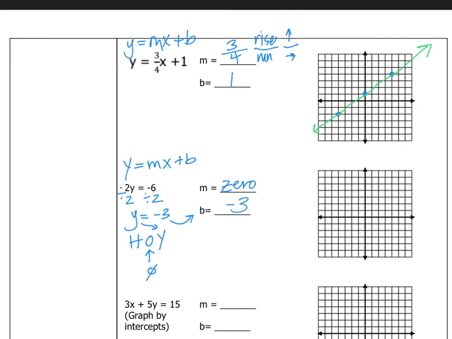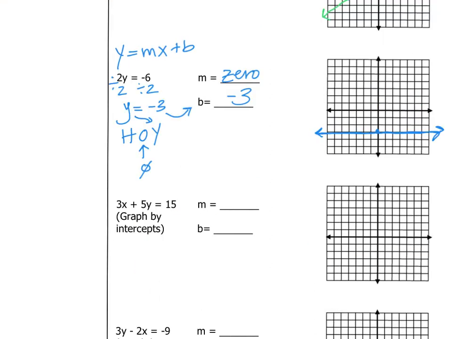So that's our y-intercept. So what I'm going to do is I'm going to go to my y-axis and go to -3. And then I just need to draw a line through this, a horizontal line. Because remember, we used HOY, and H stands for horizontal. So we have a horizontal line. So there we go.